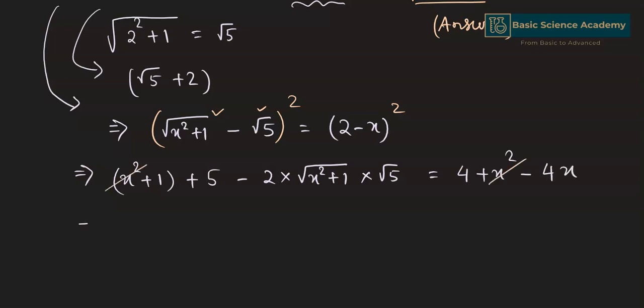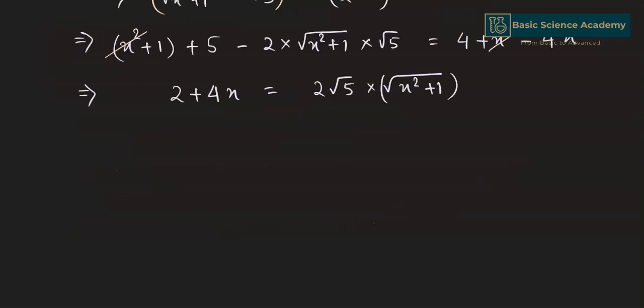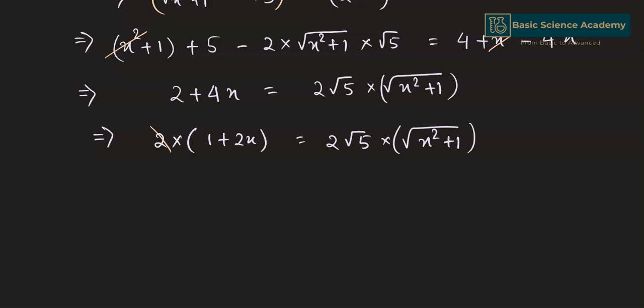Rearranging the equation gives 5 plus 1, 6 minus 4, equals 2, plus 4x equals 2 square root 5 multiplied by square root of x square plus 1. Taking 2 common gives 2 multiplied by 1 plus 2x equals 2 square root 5 multiplied by square root of x square plus 1. 2 will cancel out to give 1 plus 2x equals square root 5 multiplied by square root of x square plus 1.